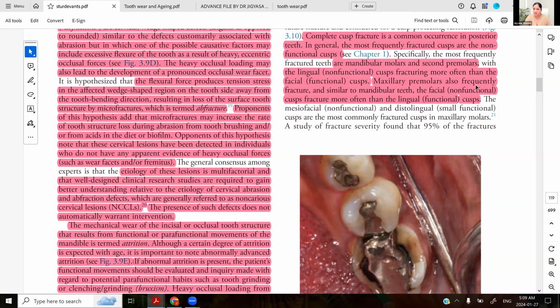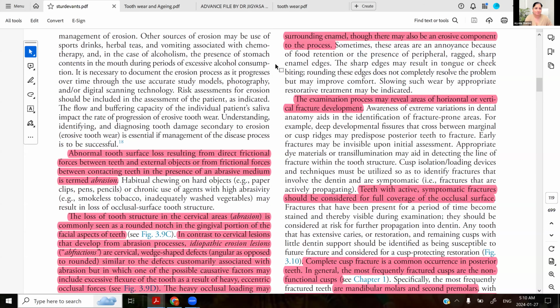Maxillary premolars come second to be involved in cusp fracture. Similar to the mandibular teeth, their non-functional cusp, the facial cusp, is more frequently involved than their palatal cusp. In maxilla, palatal is the functional, and in mandible, buccal is the functional. So the non-functional cusps are involved more with the tooth wear.